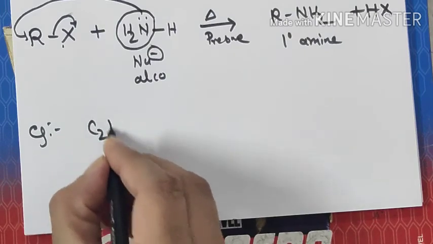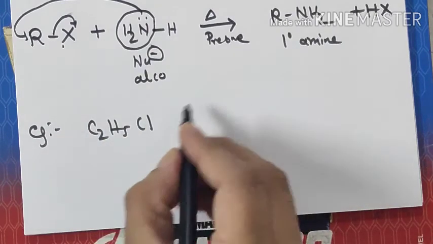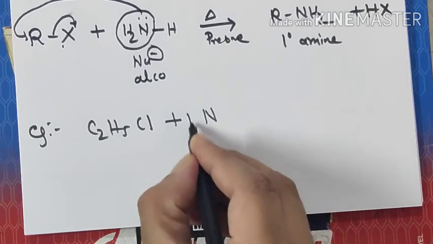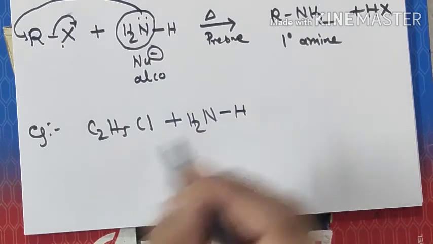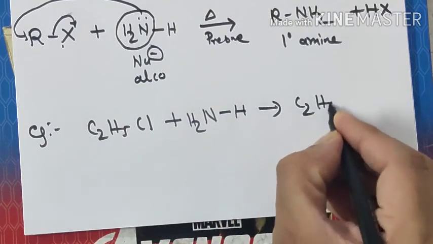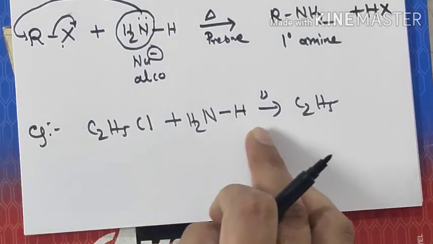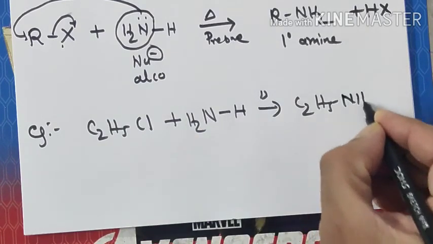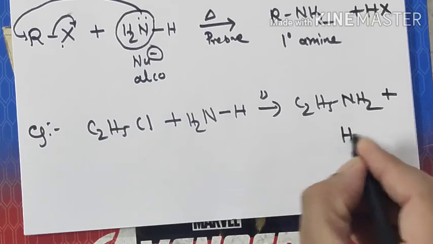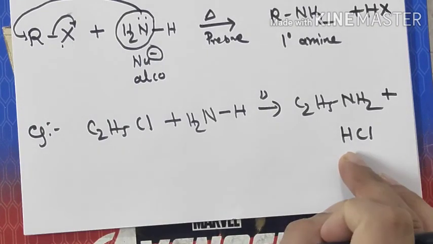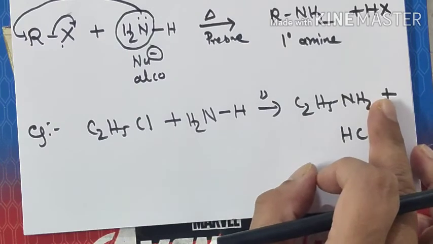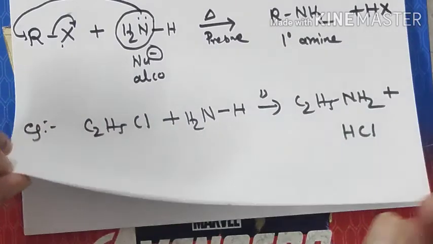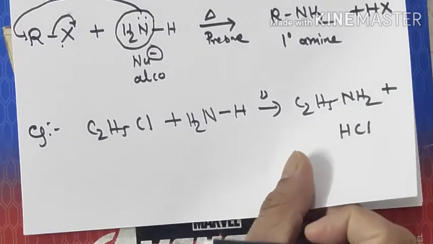Let's write one example. I take C2H5Cl, ethyl chloride, treat with this ammonia. Again I write like this, H2NH. The condition is going to remain the same. I'm not writing the condition again and again. C2H5 will combine with this NH2, it will form ethyl amine plus HCl. Okay, student. So it results in the formation of what? Ethyl amine. Okay, got that? Right. Now, moving to the next lecture.